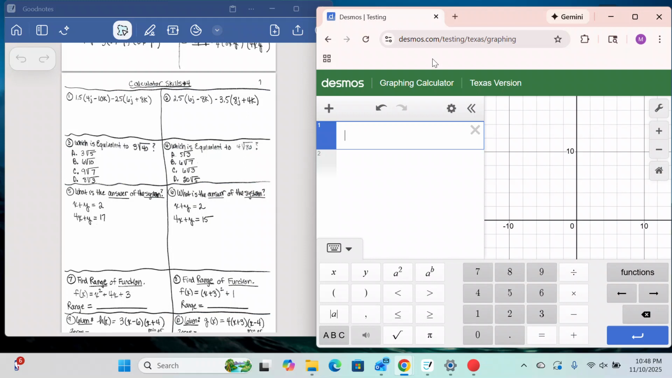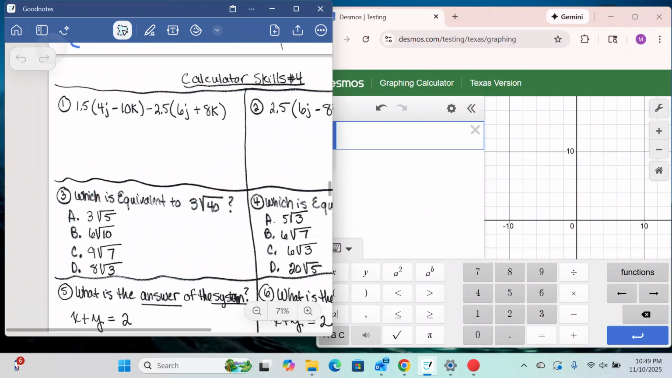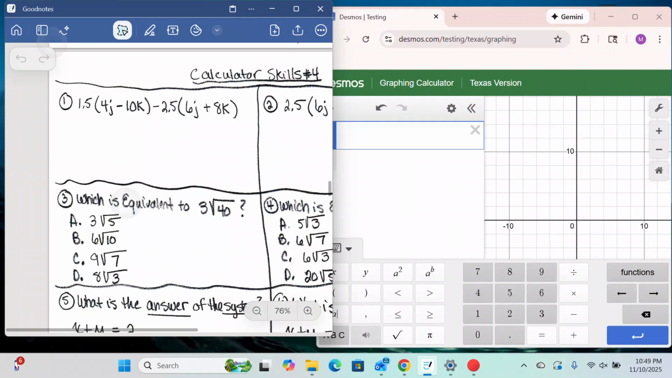You try it by yourselves, and if you get the same answers, then you've mastered the content that we're covering. If you do not get the same answer, then you need to find out where you went wrong so that you can correct it. So without further ado, I'll go ahead and start with calculator skills number 4.